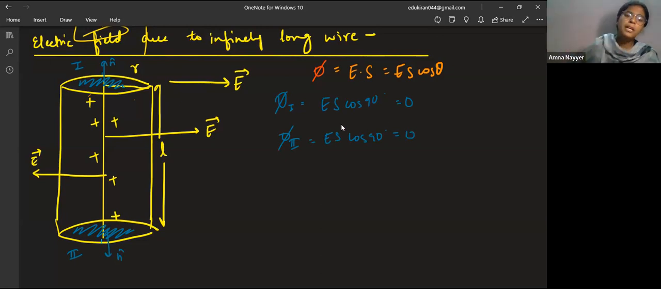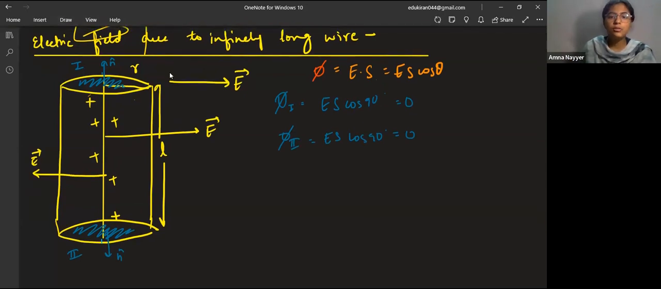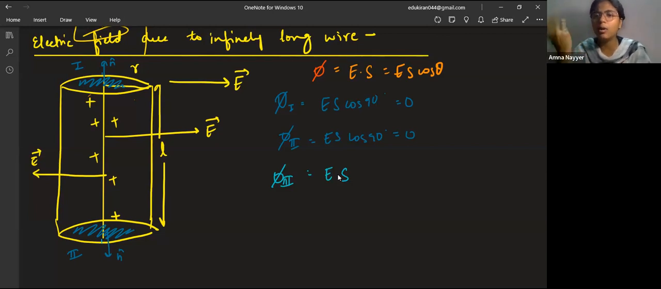All right, now the third surface. We require the third surface, so for it we'll use ES. The surface area for the curved part: remember, if you have a cylinder, what is its surface area? 2 pi RL. For a circle, we write 2 pi R; if length is added, that is a cylinder.